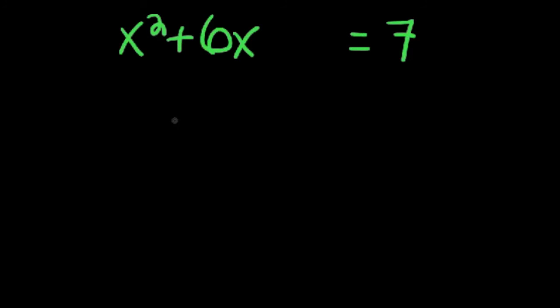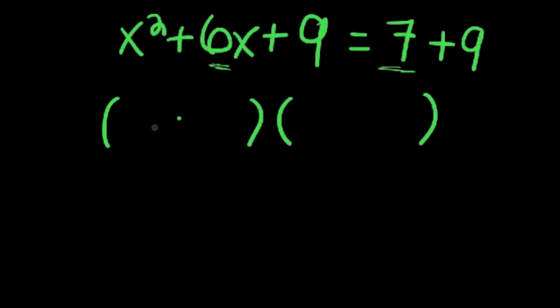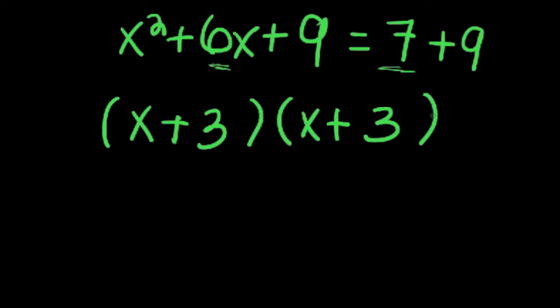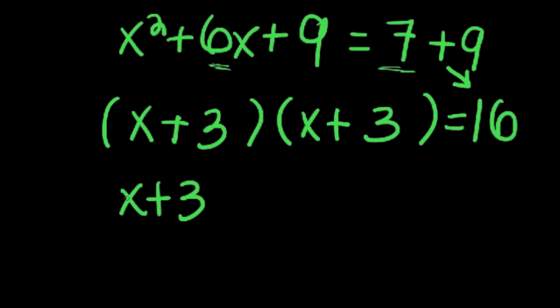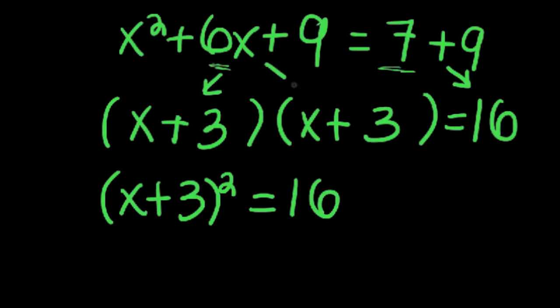Now what we want to do is add 9 to both sides. So we're going to get x squared plus 6x plus 9 equals 7 plus 9. Now we have to factor this left side of the equation. So we're going to insert our x's, and in this case it's going to be x plus 3 times x plus 3 because this is a perfect square factor. On the right side we get 7 plus 9 equals 16. Now to simplify, x plus 3 times x plus 3 is just x plus 3 squared, and 7 plus 9 is 16. Now we have to solve.